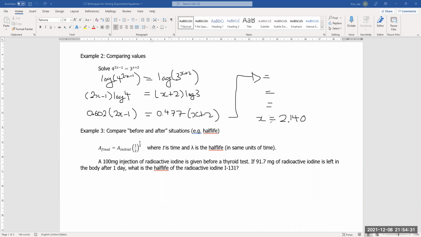The final summary or the conclusion for example 2 is, in times like this, all you really have to do is log both sides, and you are able to use a lot of your power laws or law of logs to simplify the question. Okay, I'll take a moment to pause and copy down. I will move on to example 3.